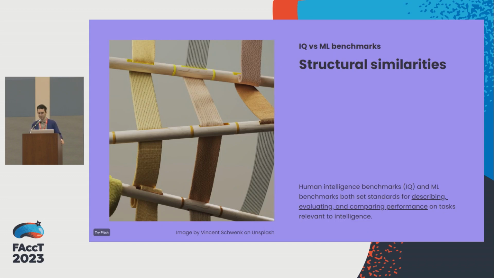Okay. So this is the slide where we may disappoint some folks who are hoping to hear about benchmarking things like IQ for machines. The core line of research we explore in the paper is instead structural. We focus on structural parallel between IQ and machine learning benchmarks. The thought is roughly that both machine learning benchmarks and human intelligence benchmarks set standards for describing, evaluating, and comparing performance on tasks relevant to intelligence.